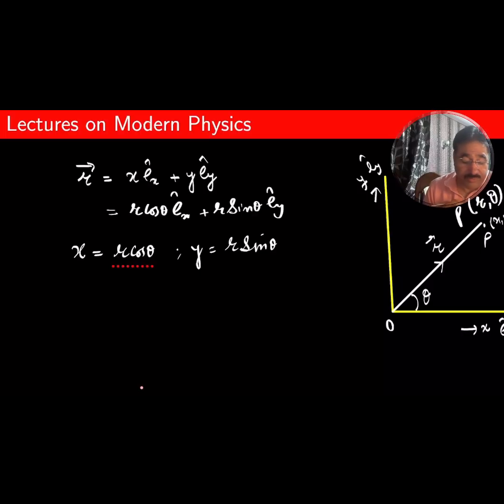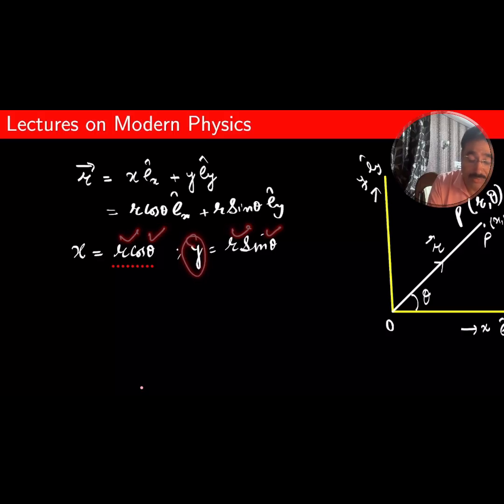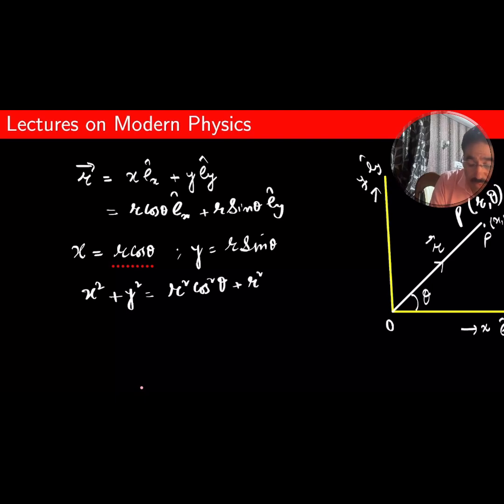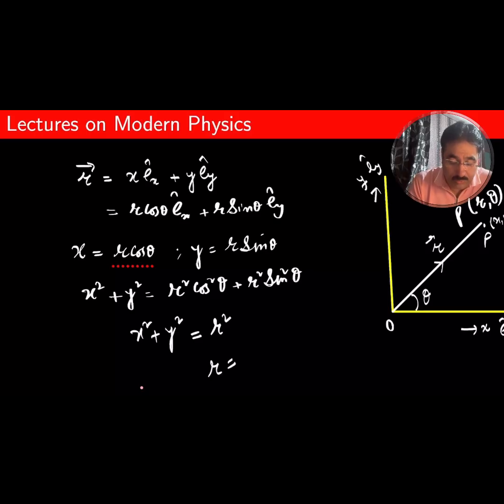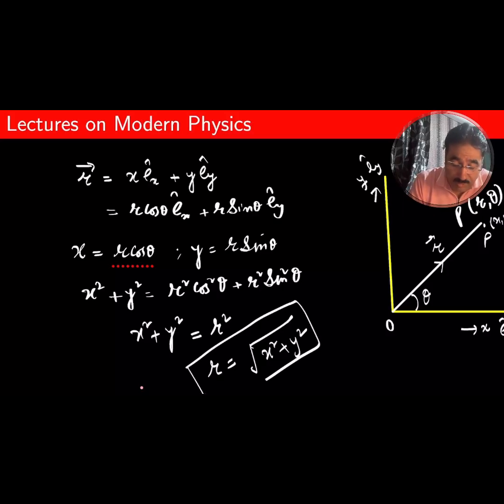Now you can see the relation between the two coordinates. x is expressed in terms of r and theta, and y is also expressed in terms of r and theta. Now I can write r in terms of x and y. I just square and add these two equations. So x square plus y square is r square cos square theta plus r square sine square theta. Nice so far. So x square plus y square is simply equal to r square, as cos square theta plus sine square theta is 1, or r is equal to root of x square plus y square. This is how r is expressed in terms of x and y.